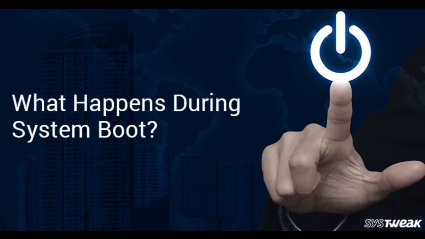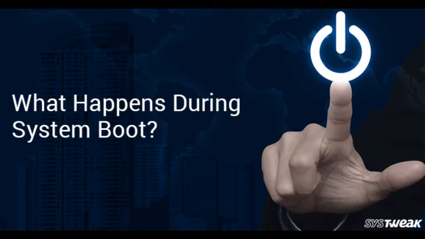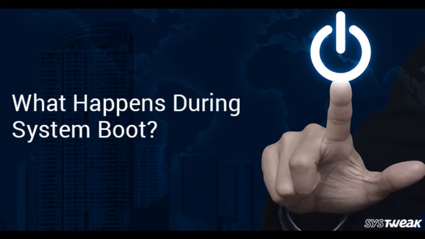Option 3, if the user presses the spacebar, the Windows Boot Manager screen appears. Option 4, if the user presses F8, bootmgr displays the Advanced Boot Options screen, as shown in Figure 14.6. Option 5, if Windows was previously stopped abruptly or another error occurs, the Windows Error Recovery screen appears. 4. WinLoad is responsible for loading Windows components.